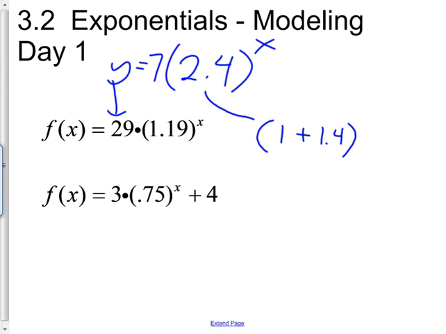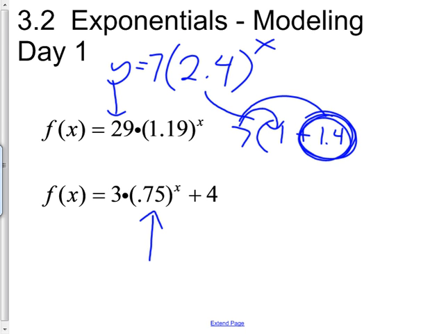That tells me the 1 just brings back the number that's in front. 7 times 1 is 7. I didn't grow at all. This is the growth part. So 2.4 really means it's growth of 1.4, which is what percent? 140% growth.